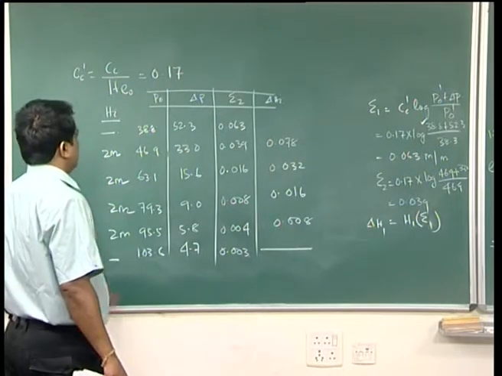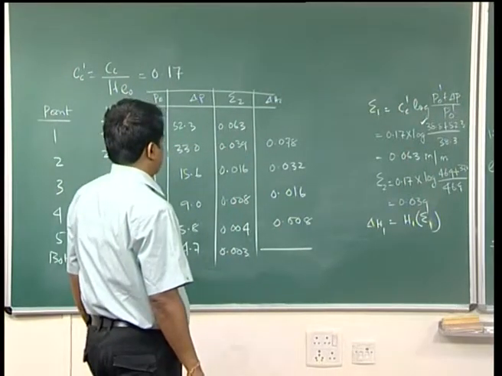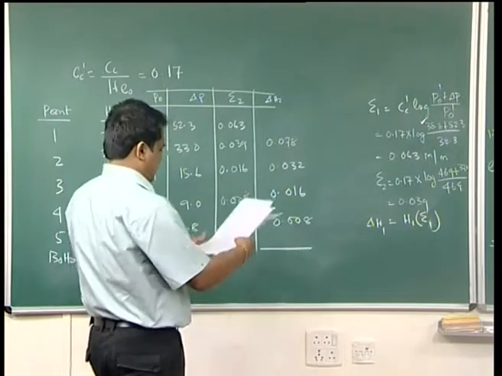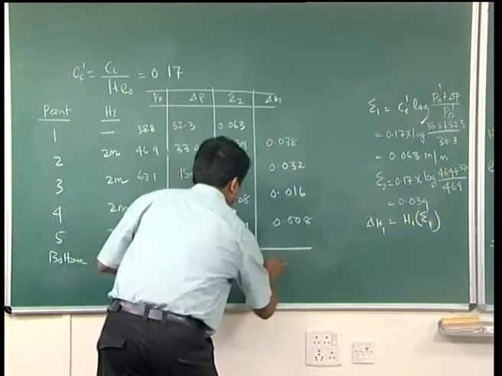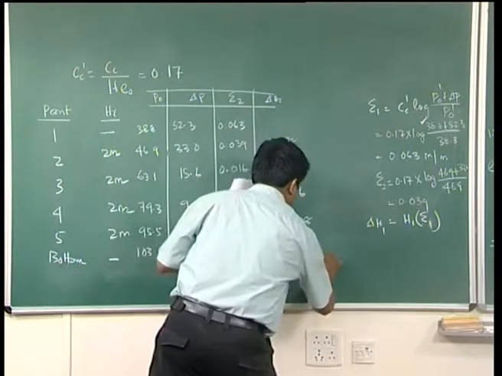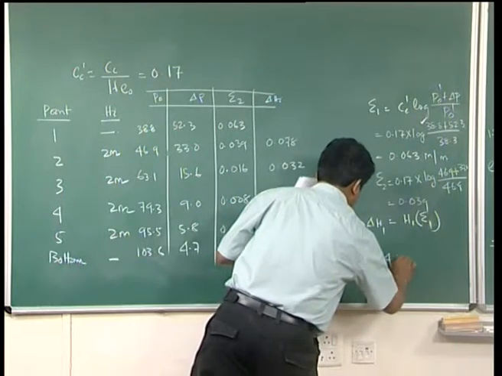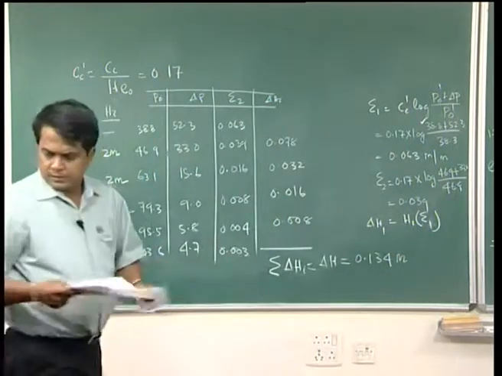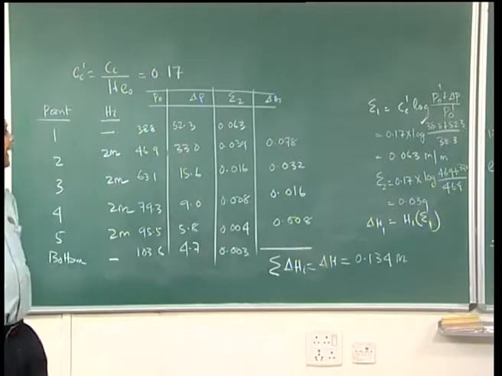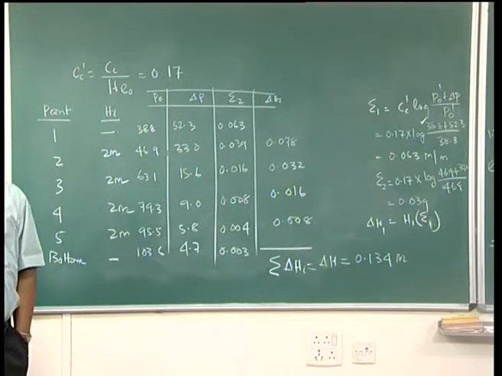How much is your xi 1? 0.63. So, from there it is coming 0.078, 0.032, 0.016 and 0.008. Now, with this, delta h is equal to 0.134 meter. This is nothing but the change in height, this is nothing but your total settlement. Total expected settlement is equal to 0.13 meter below the footing.